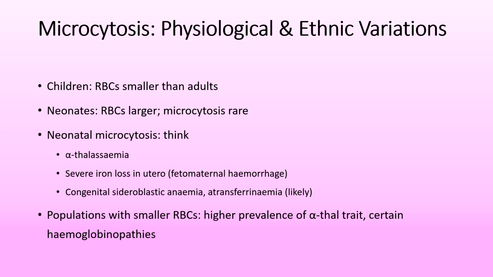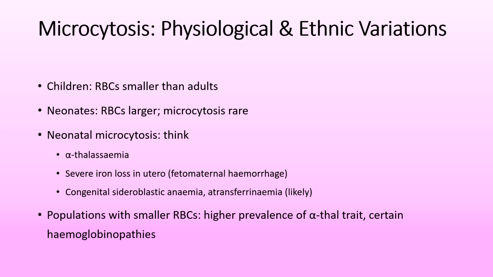The age and the ethnicity matter. Healthy children usually have slightly smaller RBCs than the adult. Neonates, on the other hand, have larger RBCs, macrocytic red cells physiologically. So microcytosis in a newborn is unusual and should alert you to conditions like alpha thalassemia, intrauterine iron loss, congenital sideroblastic anemia, or any iron handling defects. In some ethnic groups, particularly in populations with high prevalence of alpha thalassemia or certain hemoglobin variants, the average MCV tends to be lower.